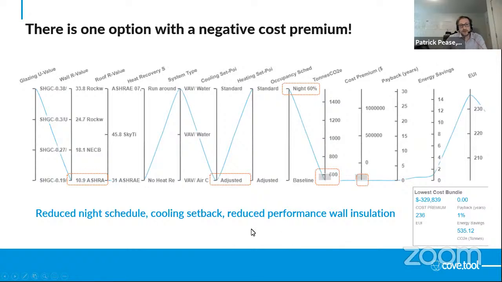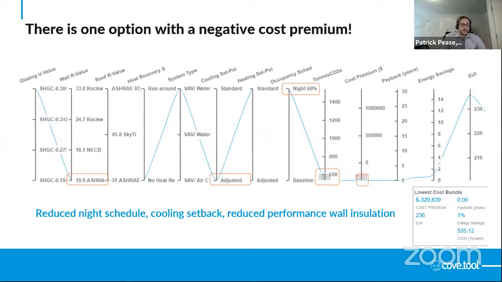So we found a bundle where if we reduce the night schedule, so in this case, reducing occupancy down to 60%, say some wards don't need to be open at night because it's not as busy, hopefully, etc., stuff like that, we can really save a lot of energy. So doing that and then actually reducing the building performance of the wall insulation allowed us to save some embodied carbon, save a lot of cost, and still have some energy savings. So still 1% energy savings. So this is an option that we could do to save the project a lot of money and still save a little energy.